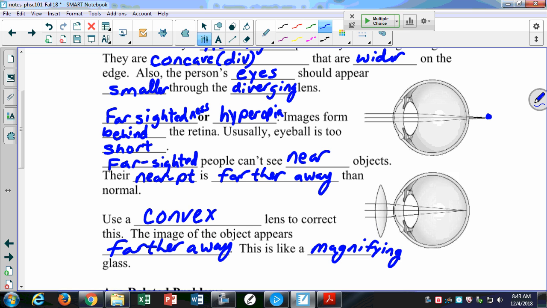All right, so just like, remember with nearsightedness, the lens made the object appear closer. These make it appear farther away. Because the farsighted person can see far away things. They just can't see close things.